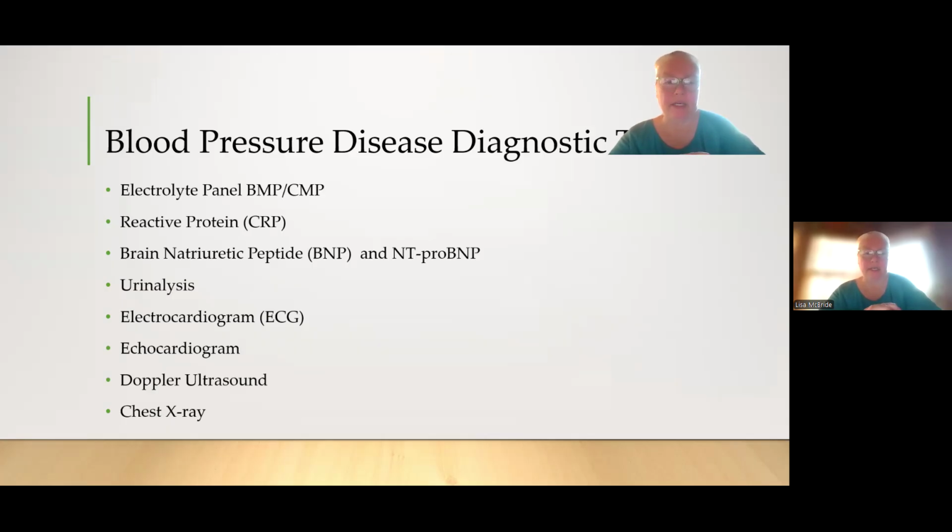On the electrolyte panel, I've added BMP and CMP, and then I've also updated the brain natriuretic peptide, BNP, and the NT-proBNP, because I wanted to make sure that you were aware that there are two of those tests. Both of these indicate heart failure, but they indicate the severity of heart failure and those patients that would benefit from being intervened with at a higher risk. That's what the NT-proBNP tells us.